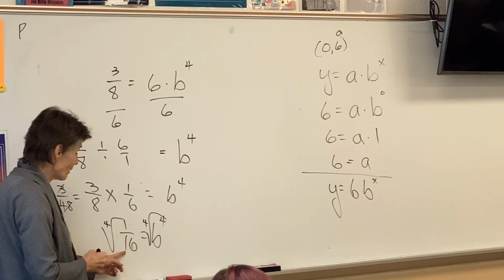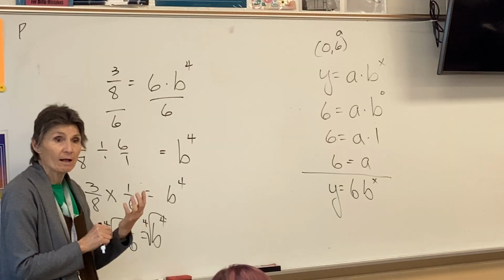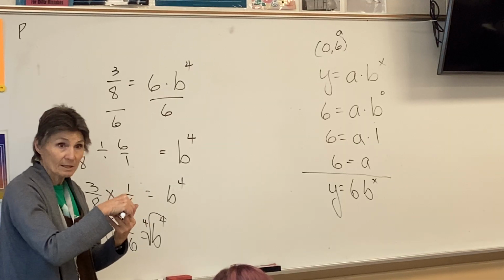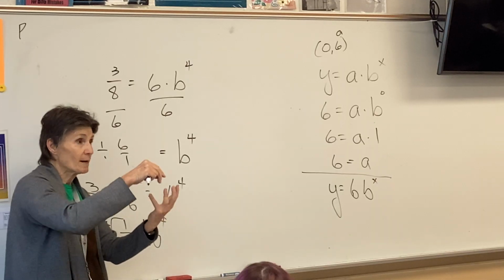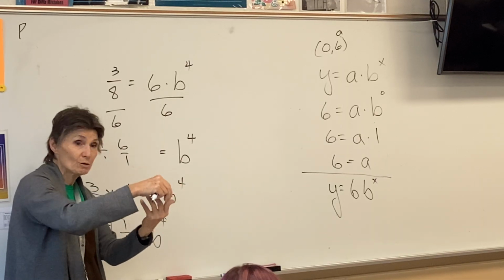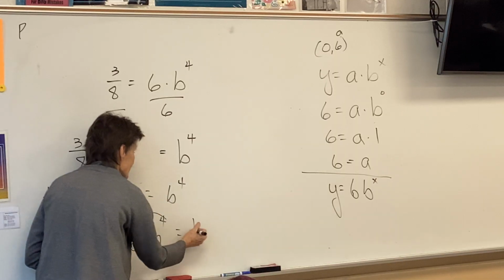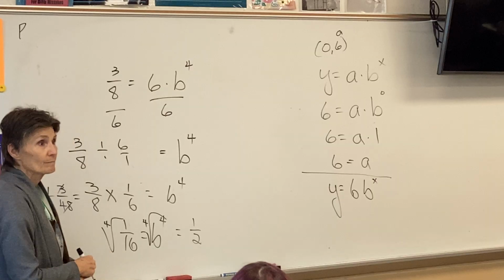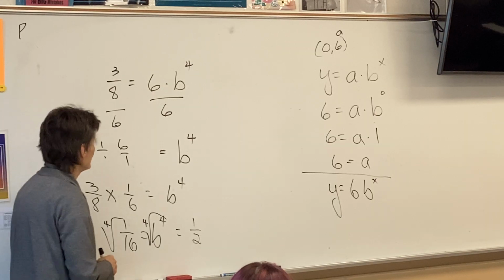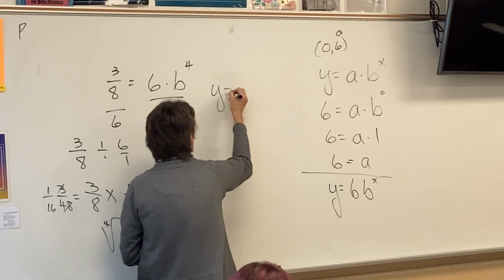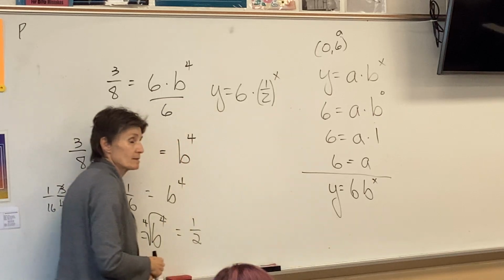And then we gotta figure out, if it's a 4th root, it means something times itself 4 times gives me 16. 2 times 2 times 2 times 2 is 16, isn't it? So the 4th root of 1/16 is 1/2. And that's my b. So my equation is y equals 6 times 1/2 to the x.